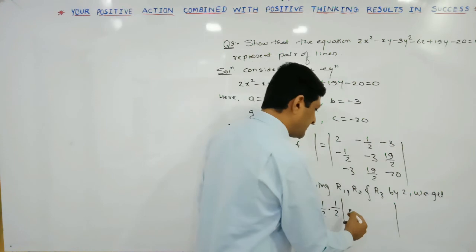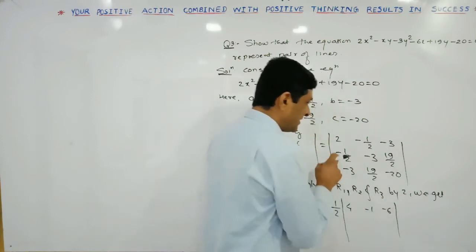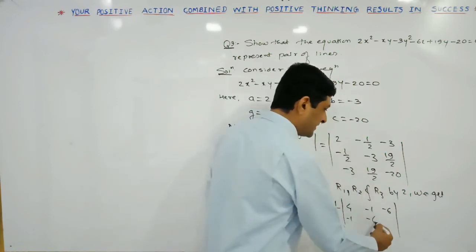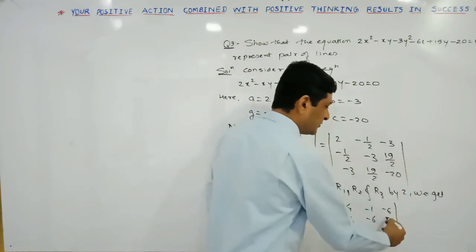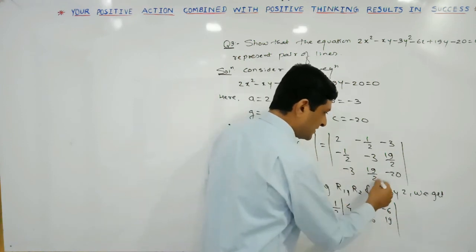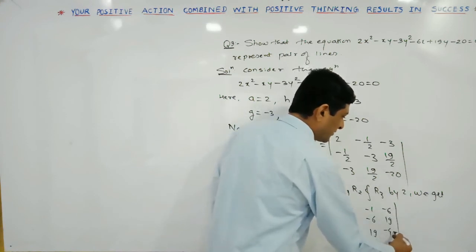Let us see what we'll get here. 4. Here we'll get minus 1. Here we will get minus 6. Multiply by 2, the 2 will get cancelled. Here we will get minus 1. Here we will get minus 6. Here if we multiply by 2, the 2 will get cancelled. We will get 19. Multiply by 2, here we will get minus 6. Here the 2 will get cancelled. We will get 19. And here we will get minus 40.